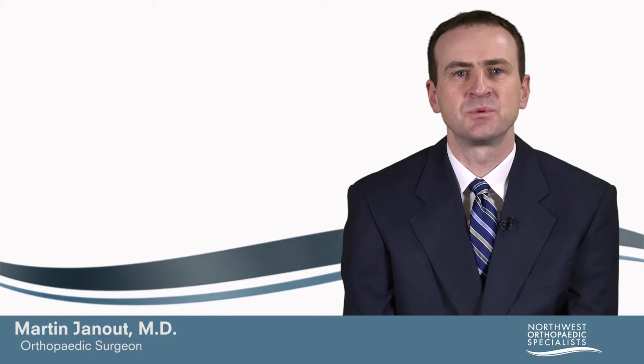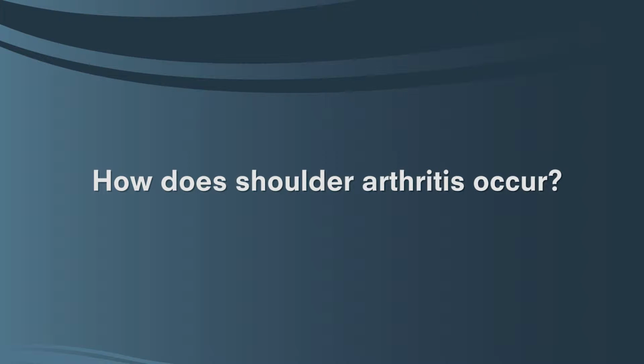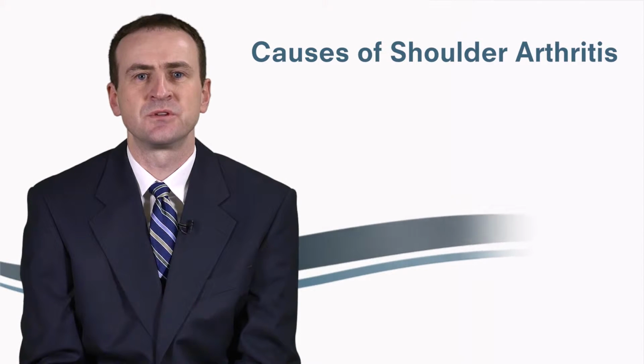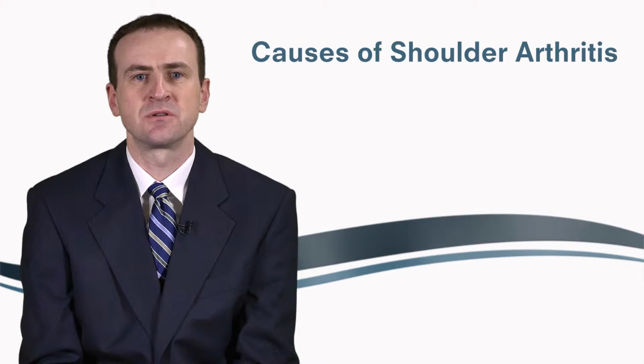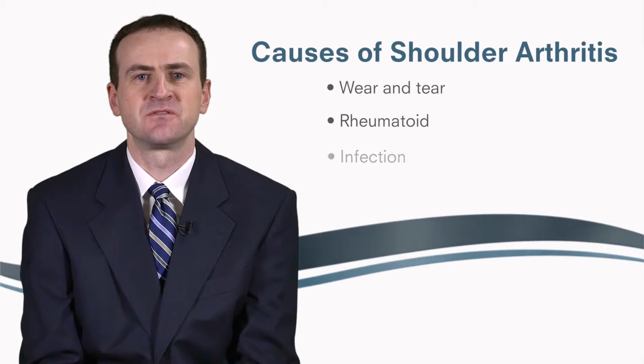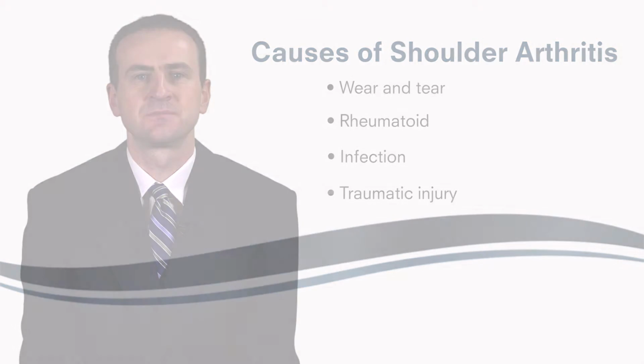In this video, I will be discussing shoulder arthritis. Your shoulder joint is made up of the humerus or humeral head, which is the ball of the ball and socket joint, and the scapula or glenoid, which is the socket. Shoulder arthritis occurs when there is no longer cartilage between these two bones due to wear and tear, rheumatoid arthritis, an infection, or a traumatic injury.